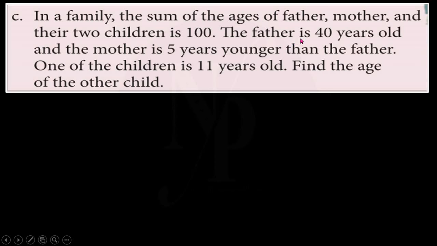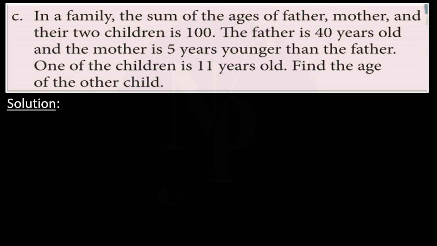The age of father is 40 years and the age of mother is 5 years less than the age of father. That means 40 minus 5 is 35 years. So age of mother is 35 years and the age of one of the children is 11 years, and we have to find the age of the other child. Again, this is the problem involving both addition and subtraction. So let us find the required solution for this problem.